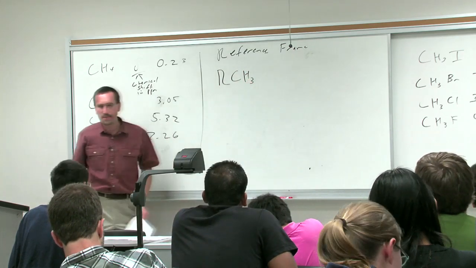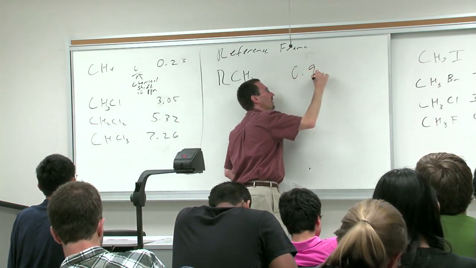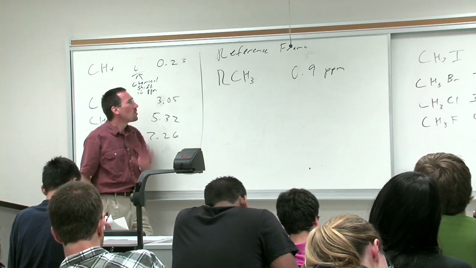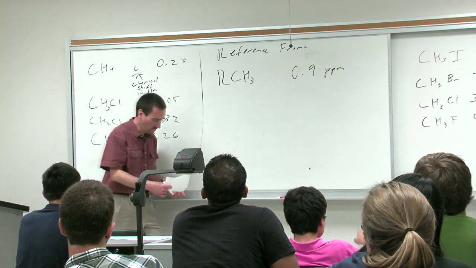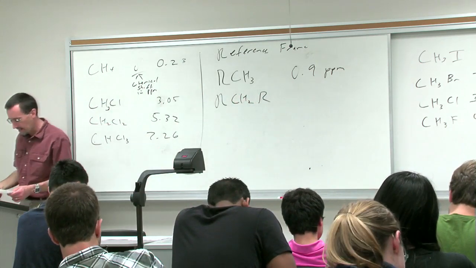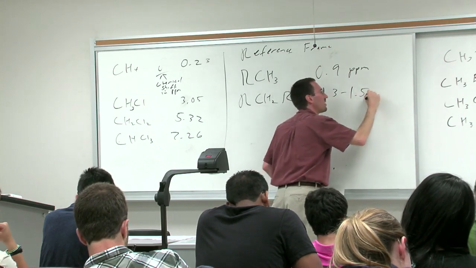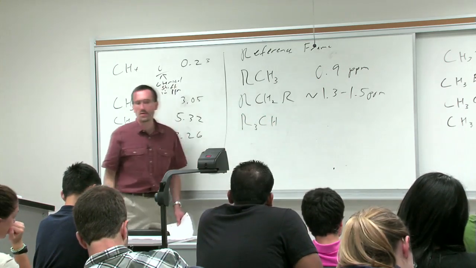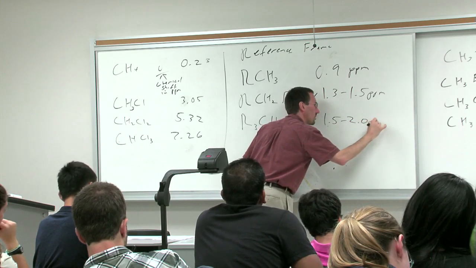So the number I like to keep in my mind for a plain vanilla methyl group is 0.9 ppm. That's why I said when I used 1 on the first example, it was an oversimplification. 0.9 ppm is a methyl group that's not near any electron withdrawing or electron donating group, a methyl group at the end of a chain. A plain vanilla methylene group, ditto, not near any electron withdrawing or any electron donating group, about 1.3 to 1.5 ppm. A methine group, again, not near anything in particular, is about 1.5 to 2.0 ppm.